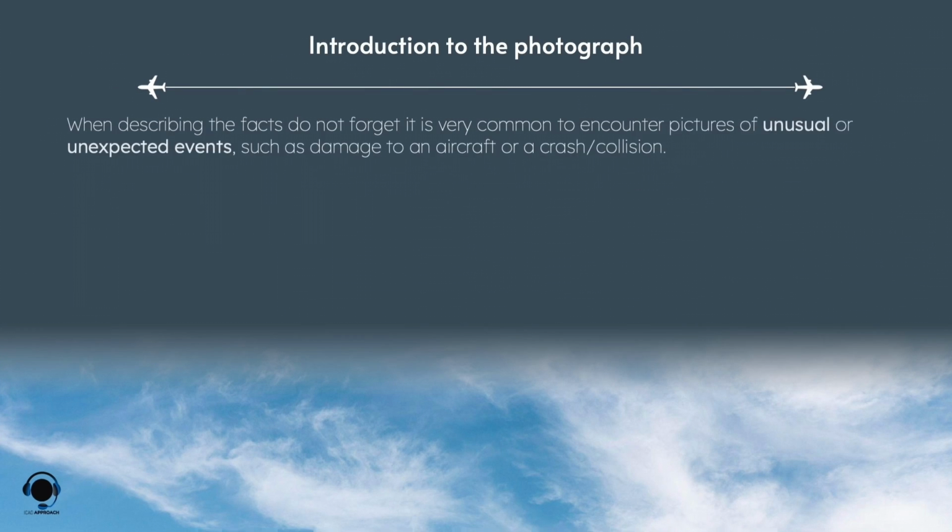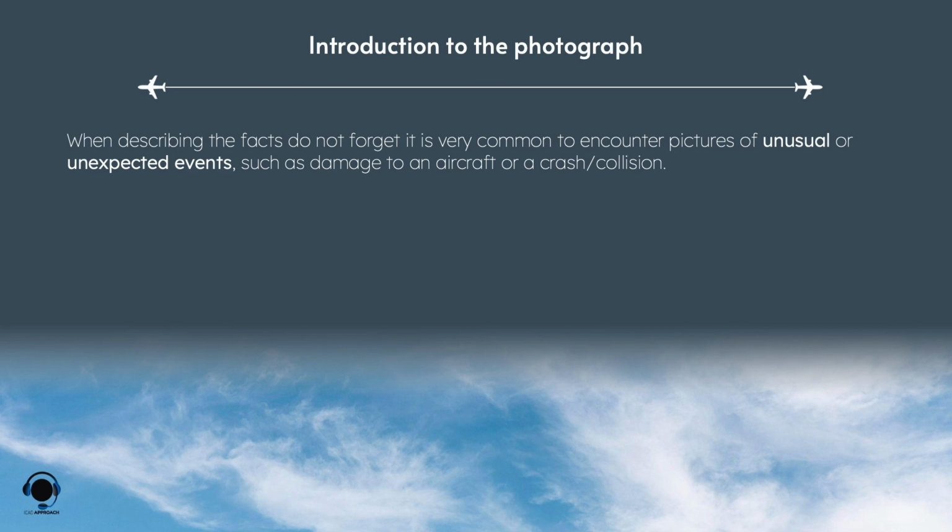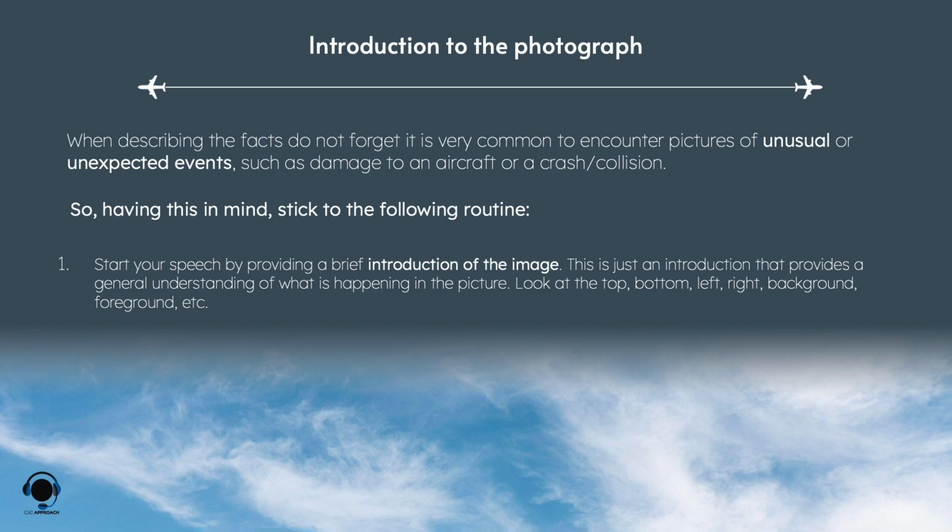When describing the facts, do not forget it is very common to encounter pictures of unusual or unexpected events, such as damage to an aircraft, a crash, or a collision. So, having this in mind, stick to the following routine. First, start your speech by providing a brief introduction of the image. This is just an introduction that provides a general understanding of what is happening in the picture. Look at the top, bottom, left, right, the background, and the foreground.